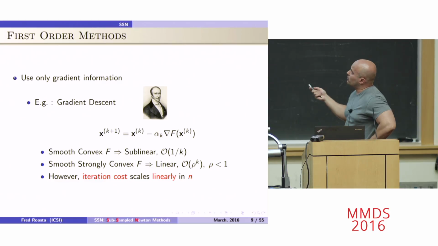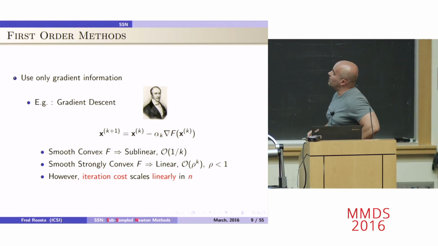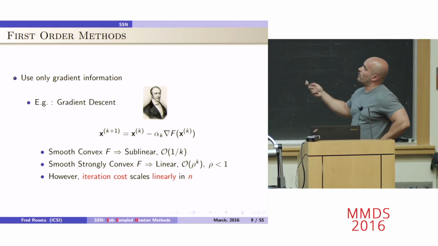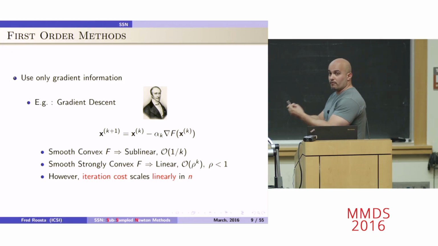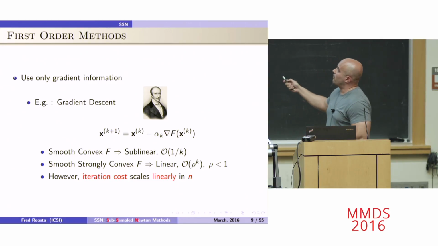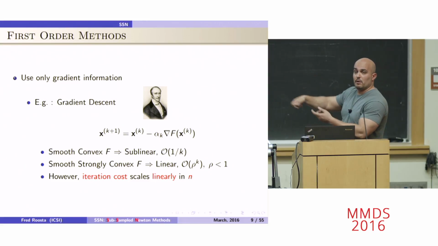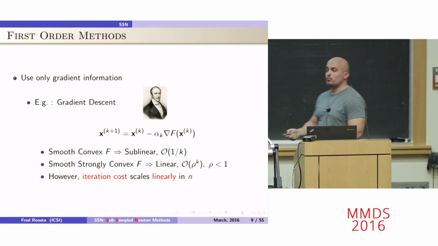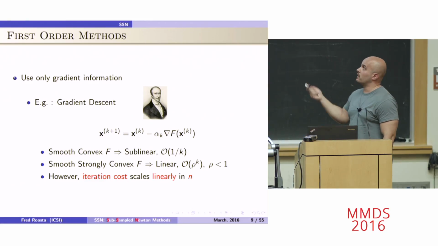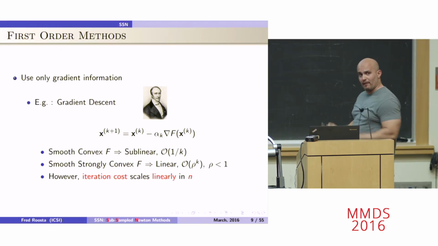Everybody knows this, and it also has some really nice theoretical properties. If the overall function you have is convex and smooth, then you have a sublinear convergence rate depending on 1 over k, with k being the iteration counter. And if you have a strongly convex and smooth function, then you can show that gradient descent has a linear convergence rate. So for what it's worth, it's fast.